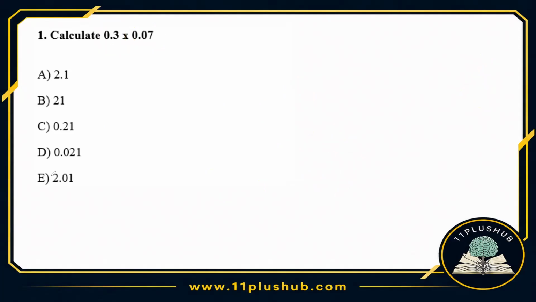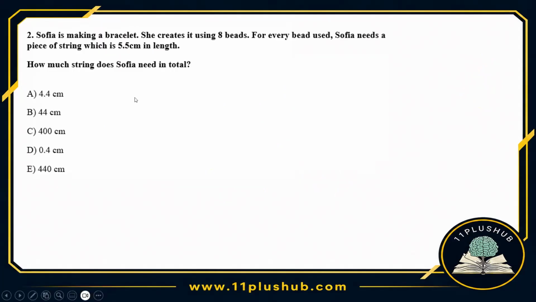Okay, moving on to question 2. Sophia is making a bracelet. She creates it using 8 beads. For every bead used, Sophia needs a piece of string which is 5.5 centimeters in length. How much string does Sophia need in total? We're told that she needs string at the length of 5.5 centimeters, so that's clearly going to be important to the question.